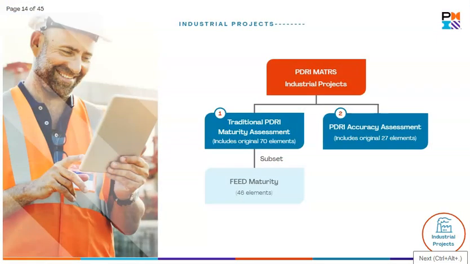This diagram provides a clear overview of the components of the latest iteration of the tool. The new tool contains the original 70 PDRI elements, but also identifies the PDRI's 46 feed maturity elements and has an additional 27 feed accuracy factors.